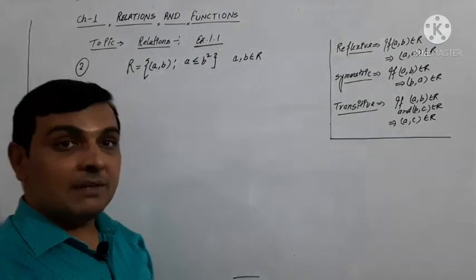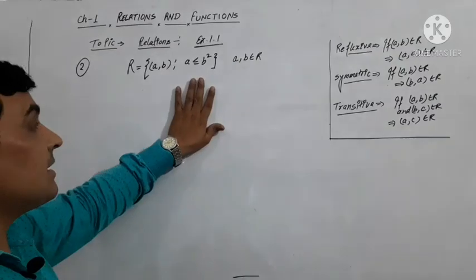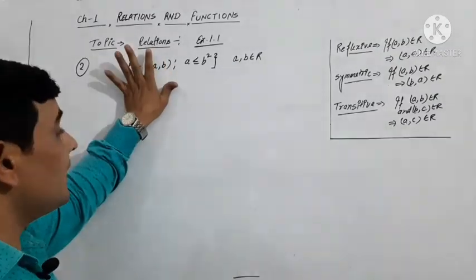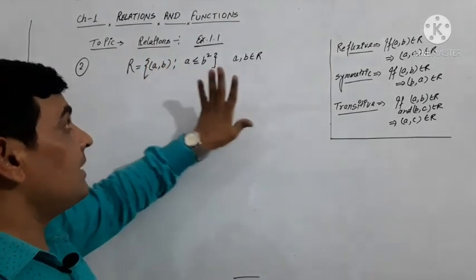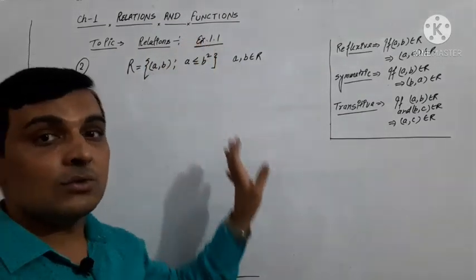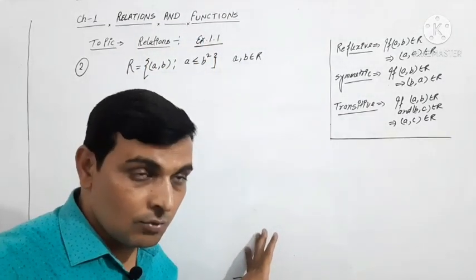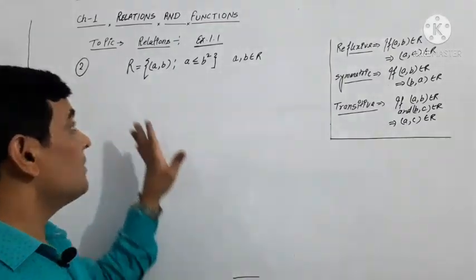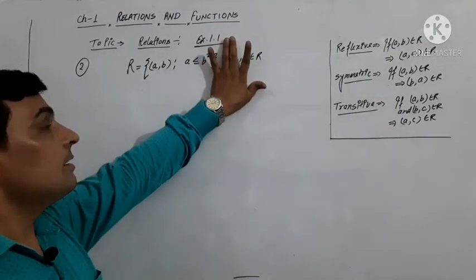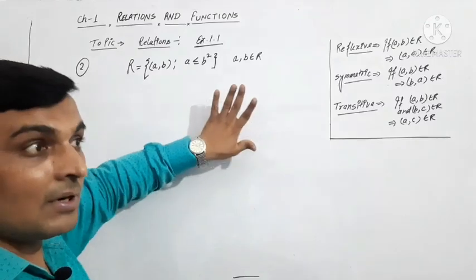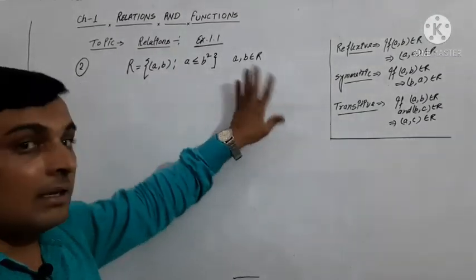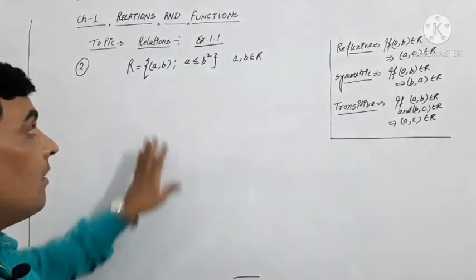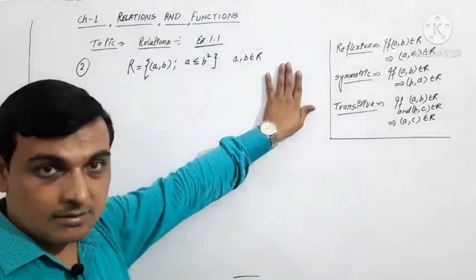In our previous video we discussed the relation and its three types, and from exercise 1, one by one, we have completed question number 1. Today we are starting question number 2 from exercise 1.1. This is an important exercise, so keep an eye on this exercise and all these questions.